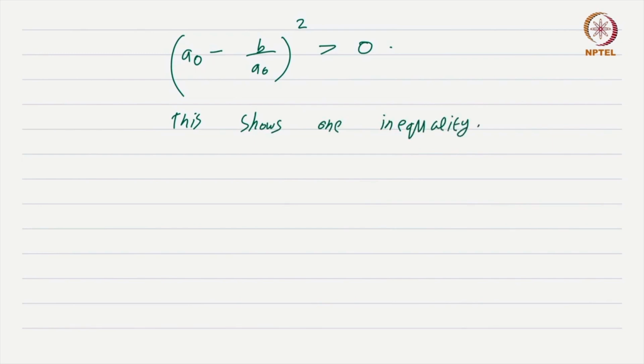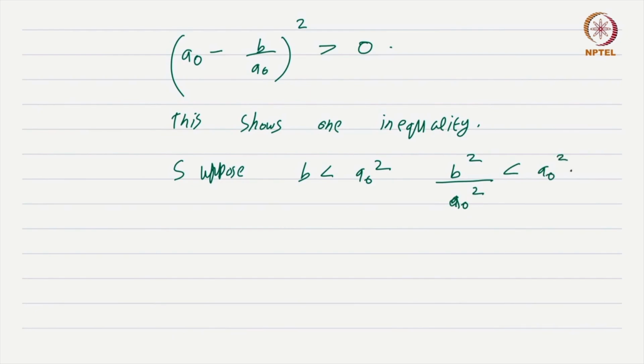Okay, this shows one inequality. Now for the other inequality, suppose we have already b is less than a naught squared. Suppose b is less than a naught squared, then b squared by a naught squared is less than a naught squared.